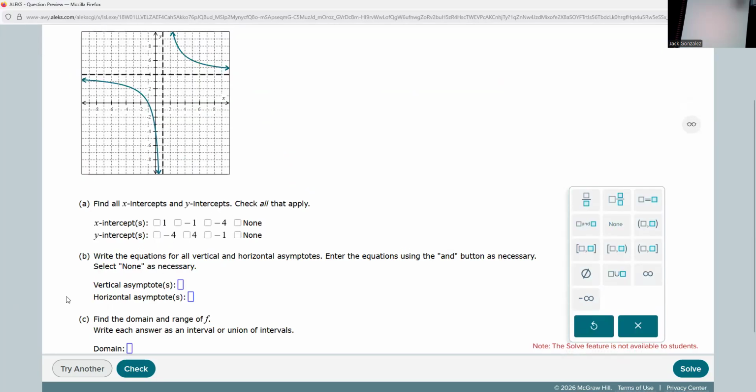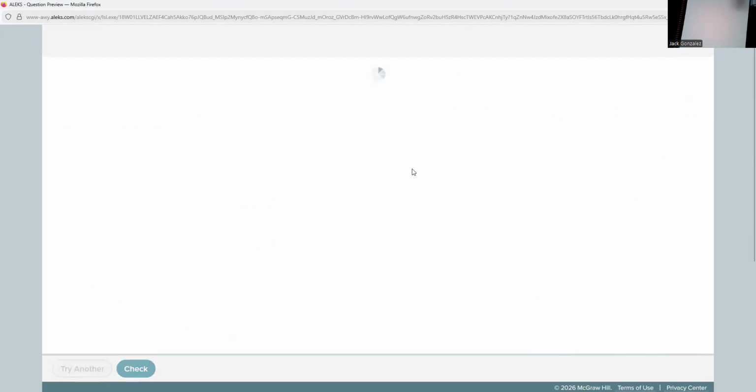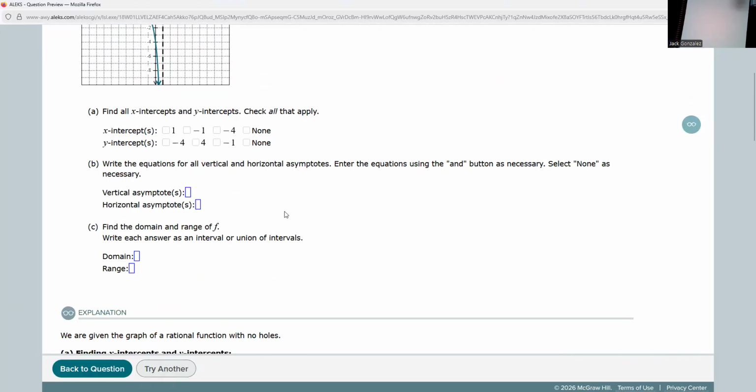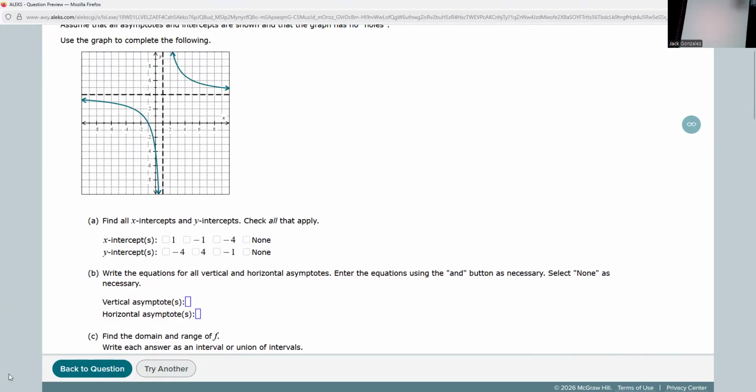So right now, they want us to just look at the explanations, have some more answers and details. So intercepts are pretty easy. You just see where it touches the x-axis. Right here at -1. And that's it. So we just have this one. The y-intercept is right there and nowhere else.